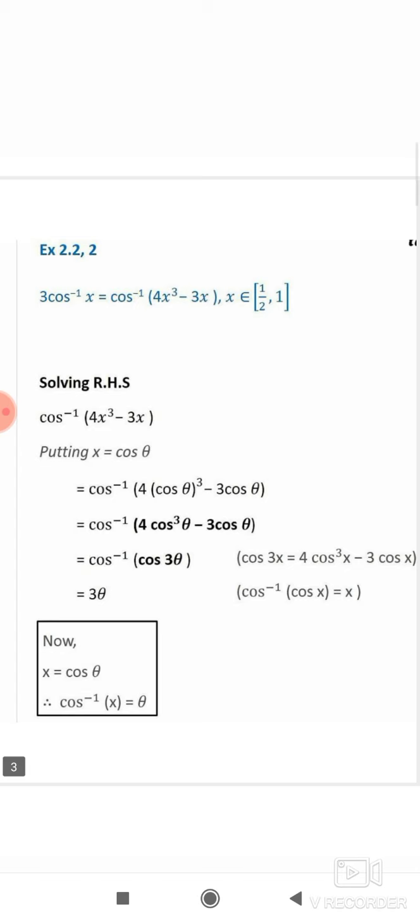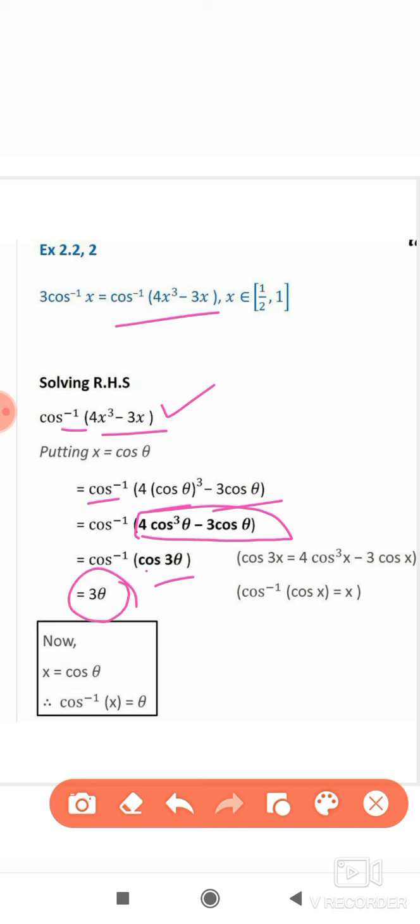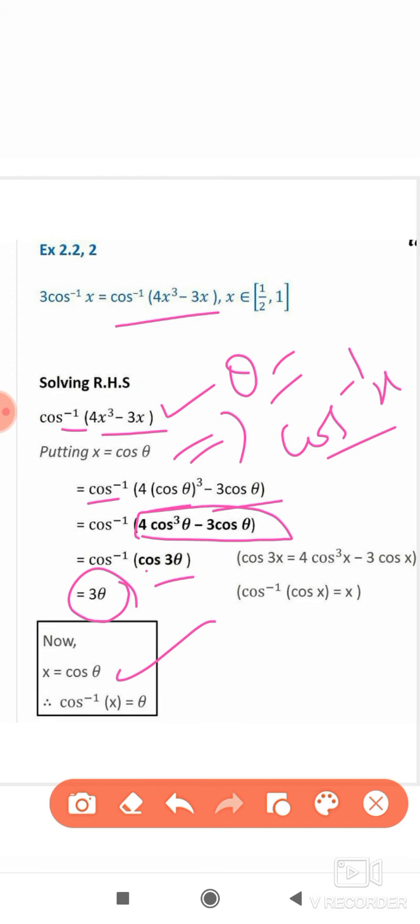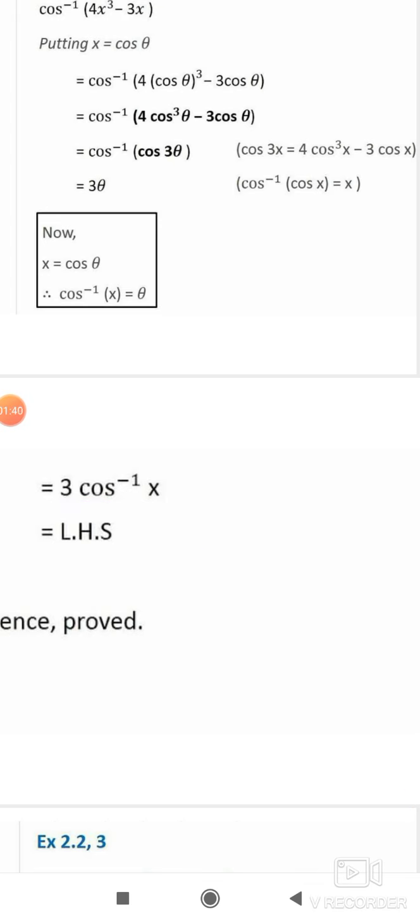Now question number 2. Question number 2 is again the same, method is same, but the formula we will use is different over here. We will take the right hand side again, cos inverse (4x cube minus 3x). Just put x is equal to cos theta. Then cos inverse (4 cos cube theta minus 3 cos theta), and it will be equal to cos 3 theta, the formula of cos 3 theta. Cancel this cos inverse with this cos. We are left with 3 theta. As we have let x is equal to cos theta, theta is equal to cos inverse x. This is written over here also. So the answer is 3 cos inverse x. So right hand side is equal to left hand side.